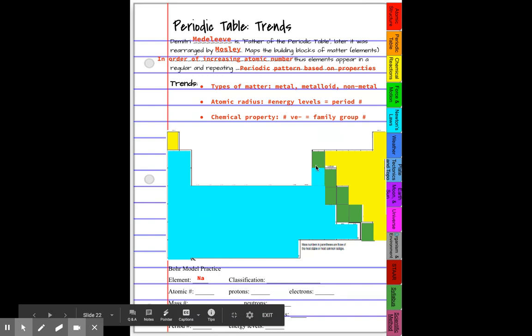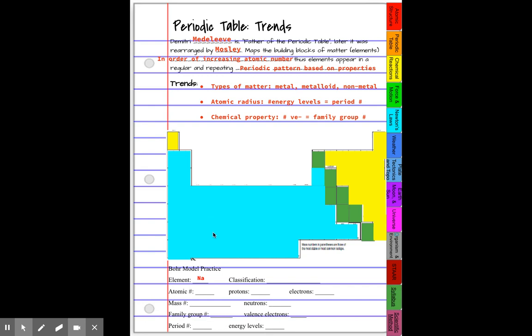So the metalloids, what about them? Some of them are shiny looking, but then they don't conduct electricity, or they might conduct electricity, but it has to be heated to a certain temperature in order to conduct electricity. So they kind of have some properties like a metal and some properties like a nonmetal. So they get their own class of matter called metalloids. All right.